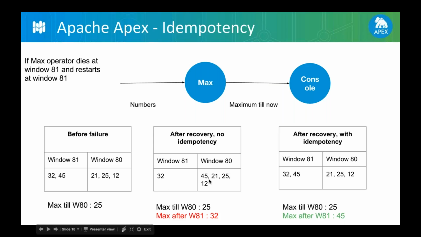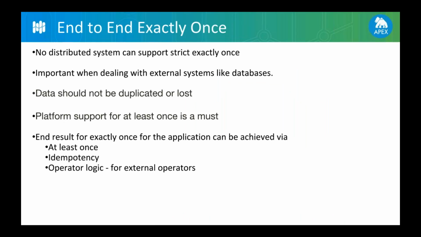Assume that there was no idempotency. Then it could be possible that the max operator assumes that the value 45, which was to be processed in window ID 81, had actually been processed in window ID 80, so it would not process that data and would simply move to the data 32. In that case the output of the max operator would be wrong: it would emit a max value of 32, whereas it should have emitted 45 had there been no failure. This is where idempotency becomes important, so that the same data gets replayed and the data which is output is correct.